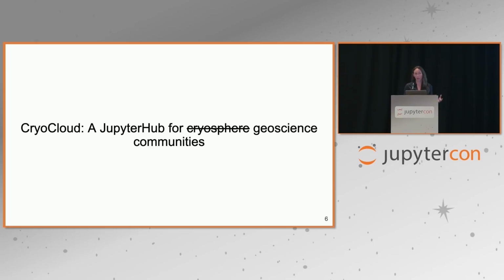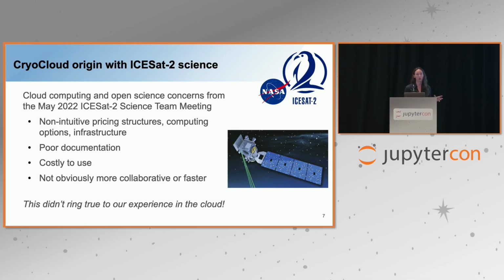So starting with CryoCloud, I'll give you a little bit of background on our JupyterHub community. It started out as a cryosphere community, but cryosphere researchers don't just include glaciologists or one kind of field. It branched out to be a broader community. So this is a number of communities that are a part of this JupyterHub community. Its origin was with NASA and the ICESat-2 satellite mission. ICESat-2 measures the surface elevation of the Earth.